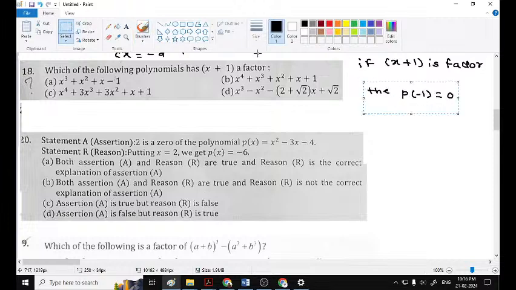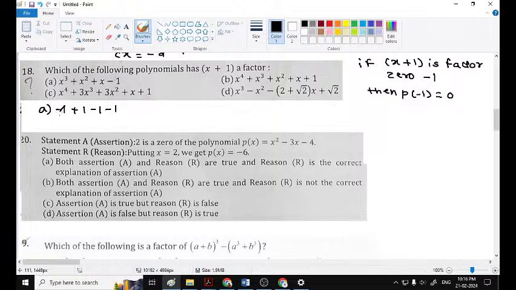Because the zero of this is minus 1. So if this one is a factor, then P of minus 1 must be equal to 0. Let us solve expression A for minus 1. Minus 1 cube is minus 1. Minus 1 square is plus 1. This one is minus 1 because value of x is minus 1, and this is also minus 1. This will get cancelled, but this is not equal to 0.